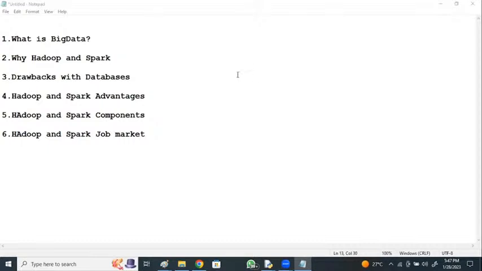So in today's session, mostly I will discuss big data and Hadoop, right? In tomorrow's session, I'll be discussing mostly Spark and its advantages and features.